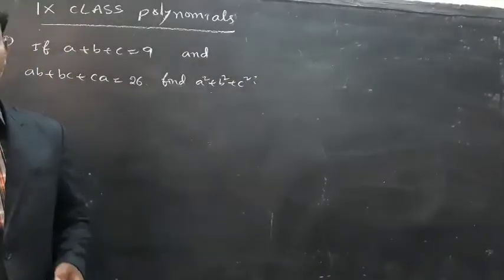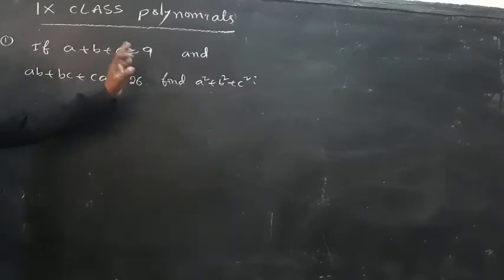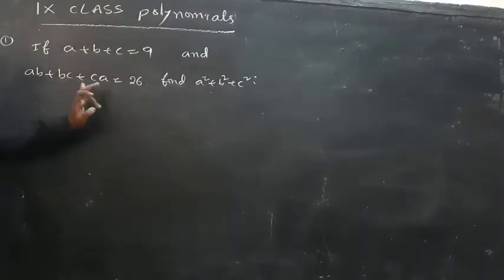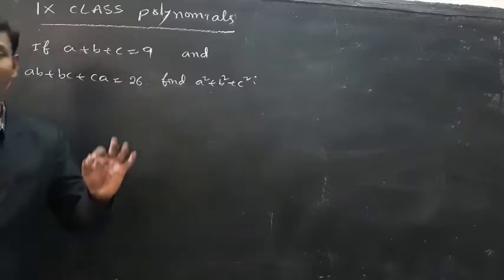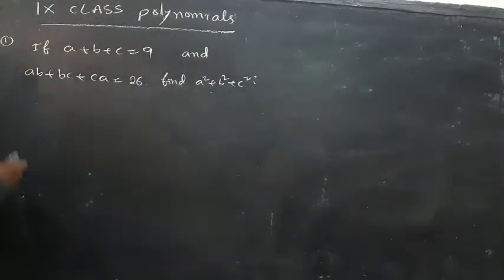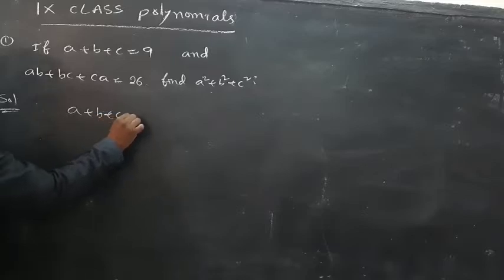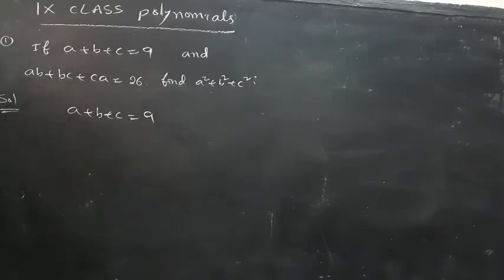So 9th class students, here is a question on identities. If a plus b plus c is equal to 9 and ab plus bc plus ca is equal to 26, then find the value of a square plus b square plus c square. Solution. First, what is given here? a plus b plus c is equal to 9. I need the value of a square plus b square plus c square.